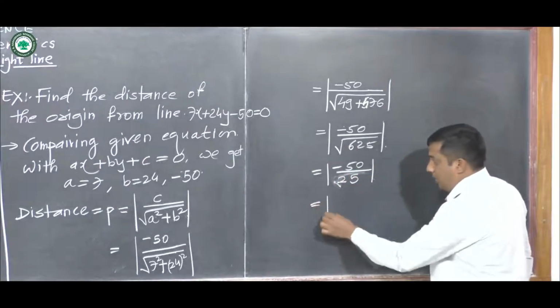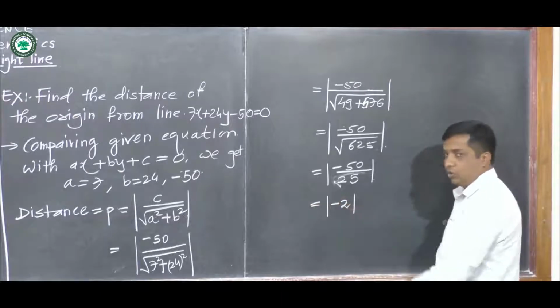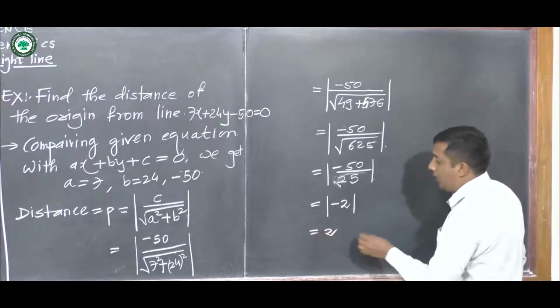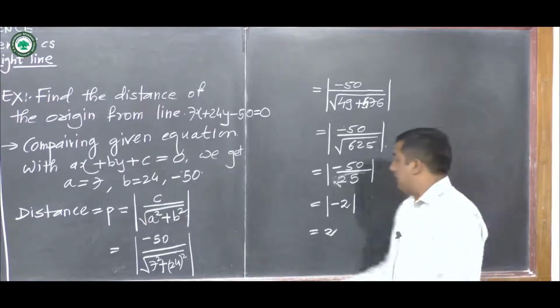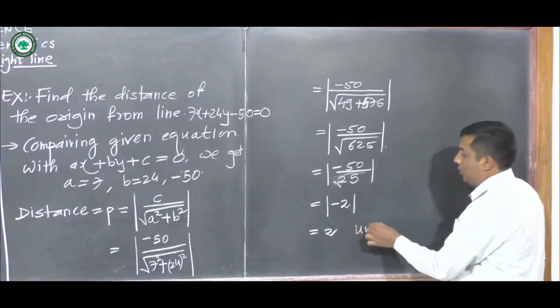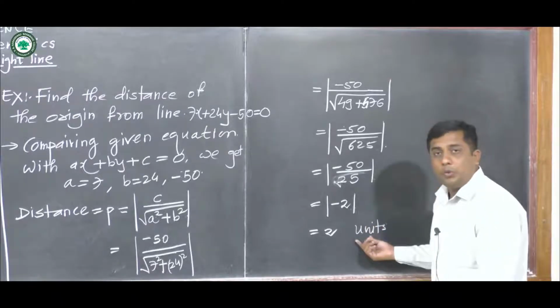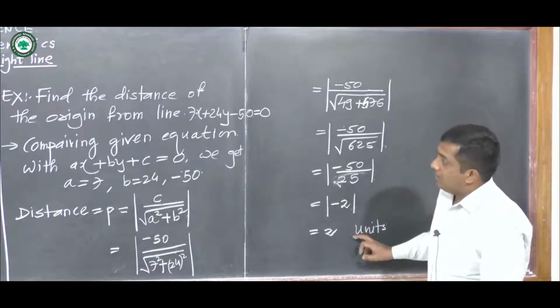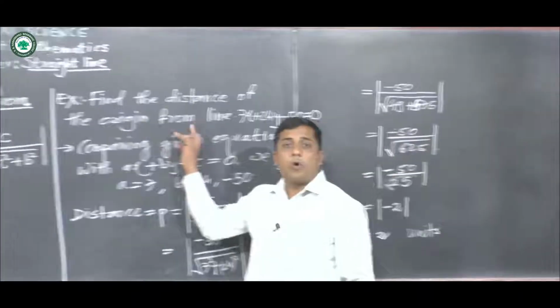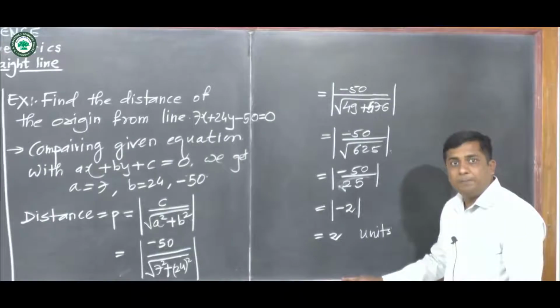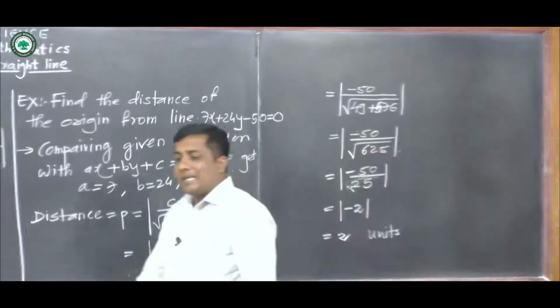Then this is equal to inside the mod we get minus 2 only. Here modulus is given, so I write 2 only. So here distance is 2 units. Okay, and this is the distance of the origin from the given line. Remember this example. Let's go with our second example.